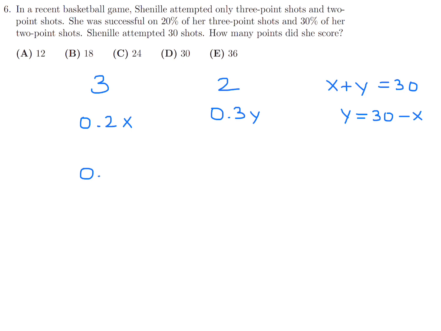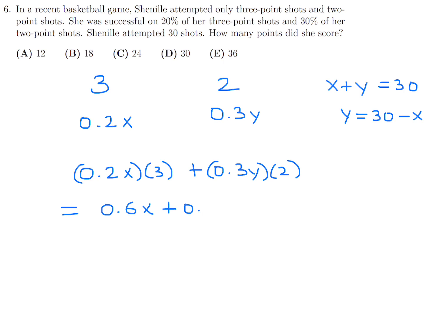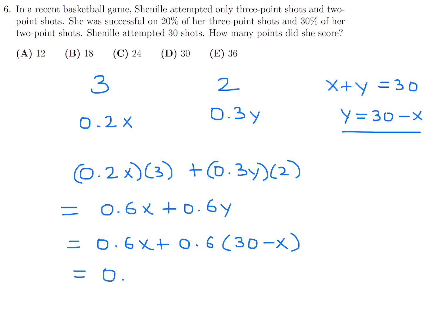The number of points she scored would be the number of successful 3-pointers times 3 points for each of those, then the number of successful 2-point shots times 2 points for each of those. If you multiply this out, you get 0.6x plus 0.6y. But y is equal to 30 minus x, so let's substitute that in: 0.6 times 30 minus x. So this gives me 0.6x plus 18 minus 0.6x. This cancels with that, and you're left with just 18. So that's the number of points she scored. Number 6, therefore, the answer is B.